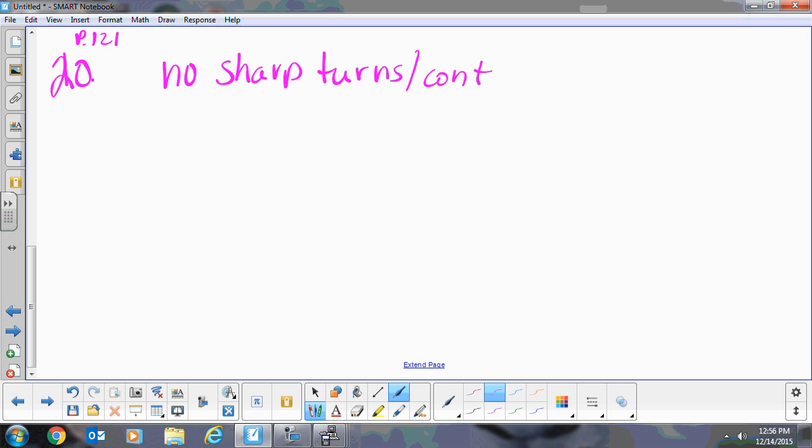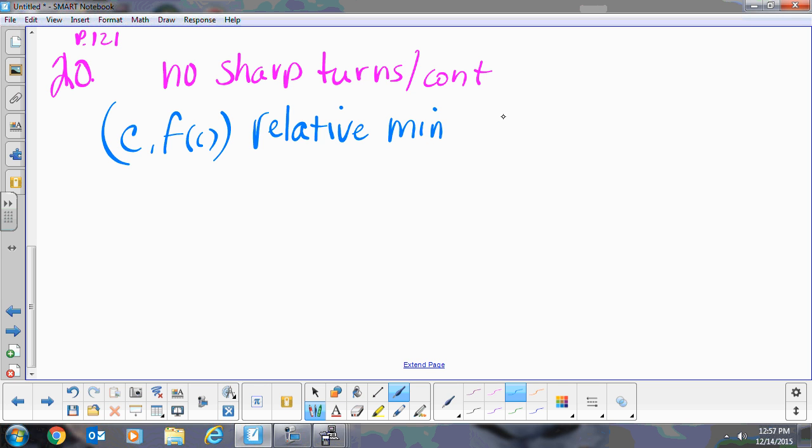All right. On the open interval, if F has a relative minimum, so we're saying F of C is a relative minimum. What does that mean? What does that make C? C is a, what kind of number? Critical number. What's a critical number? That's where the first derivative equals 0 or the first derivative is undefined.